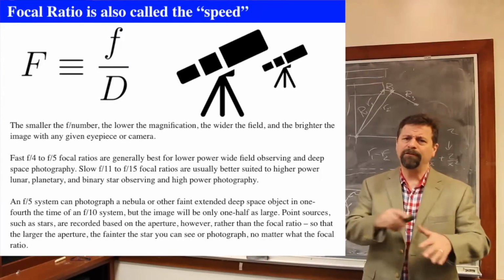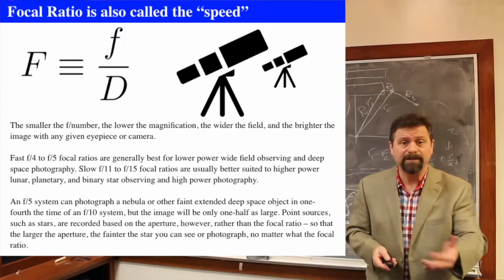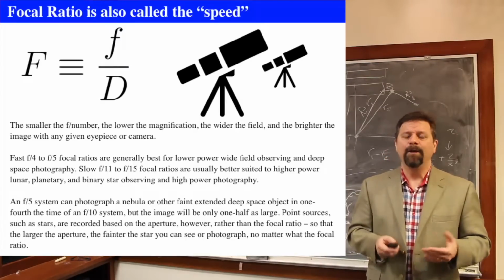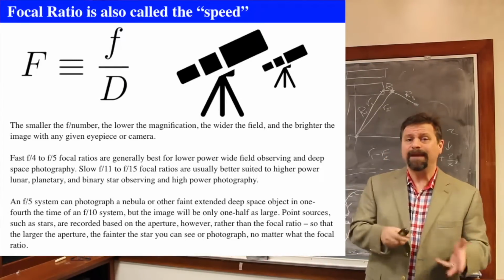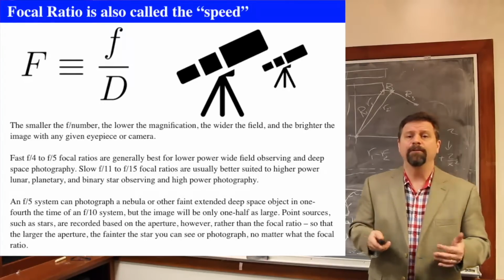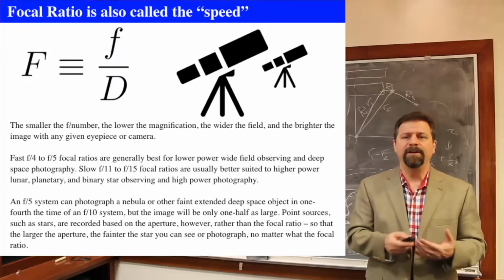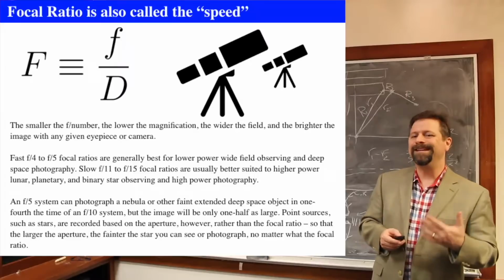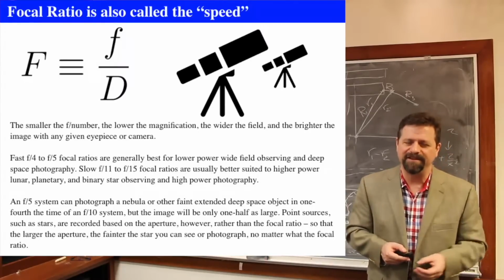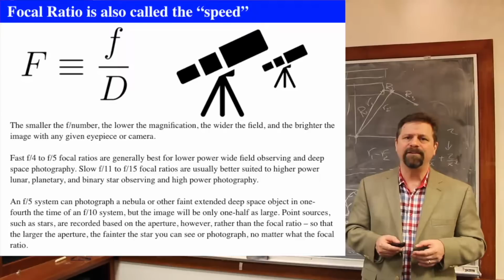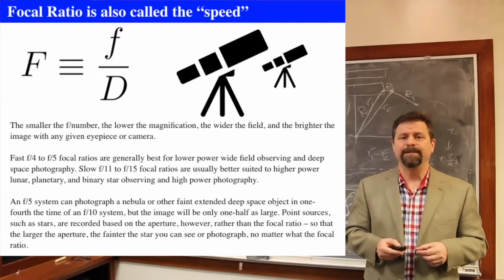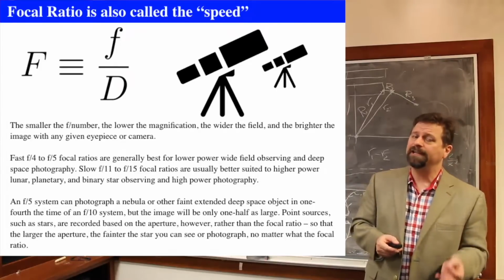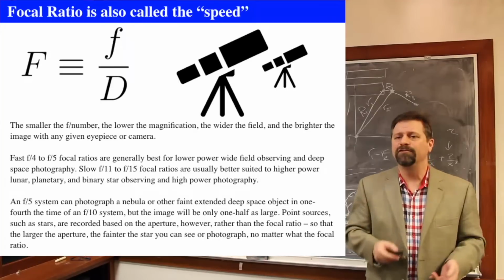So if you want to do something in the middle, like say an F5 system, or just comparing two systems, if you compare an F5 system to an F10 system, for a given diameter, the F5 system will be able to image an extended object, like a nebula, in a much quicker time, about a quarter of the time, but it will only be half as large an image at your detector. It's an interesting thing to have.